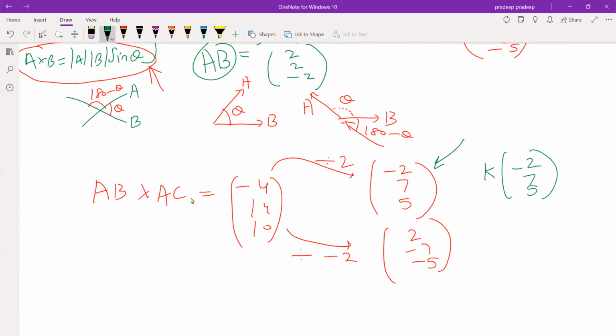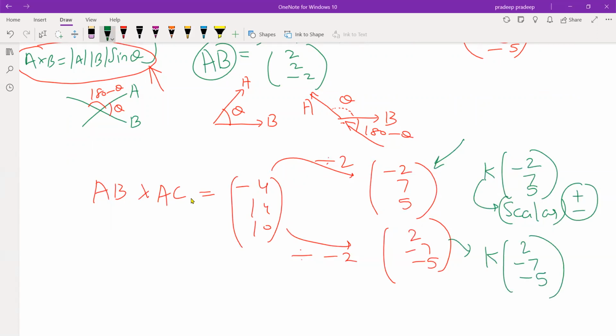But you have to mention that k is a scalar quantity, which means it can take all possible values, positive as well as negative. Even if I take this particular expression, the answer will be k times 2, -7, -5. It's the same thing, doesn't really matter.